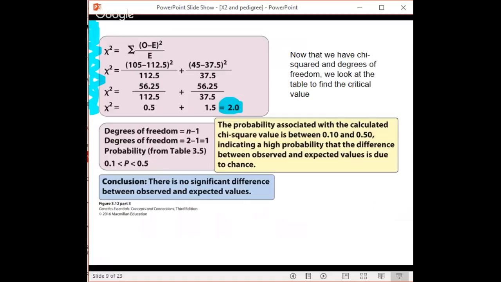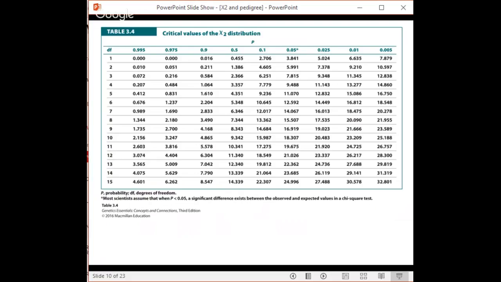Now we have to determine our degrees of freedom. So degrees of freedom equals n minus 1. And for this, we only had 2 phenotypes. So 2 minus 1 is 1. Our degrees of freedom is only 1. Now let's go to the table to look at the critical value.